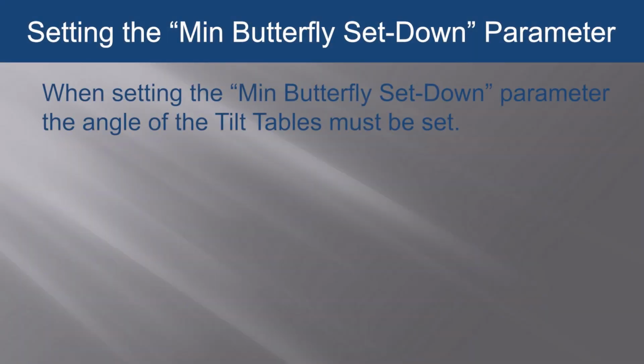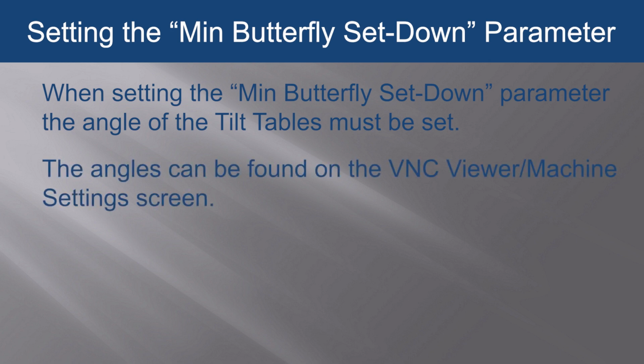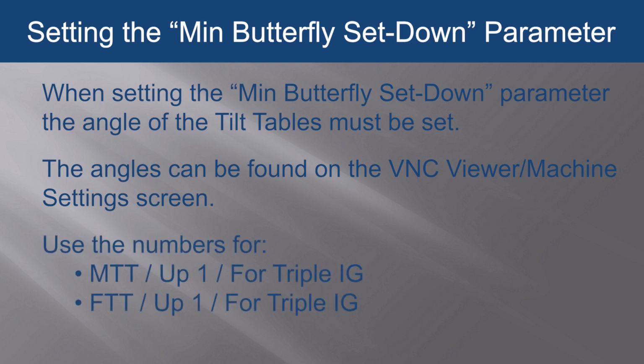When setting the minimum butterfly set-down parameter, the angle of the tilt tables must be set. The angles can be found on the VNC Viewer machine setting screen. Use the numbers for the moving tilt table up 1 triple IG and the fixed tilt table up 1 for triple IG.